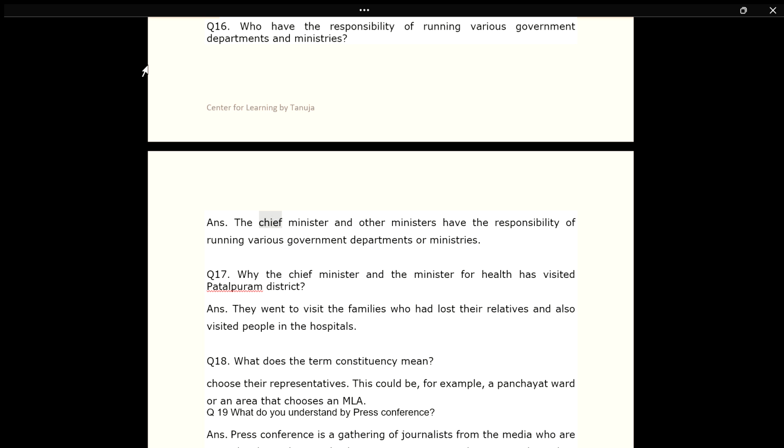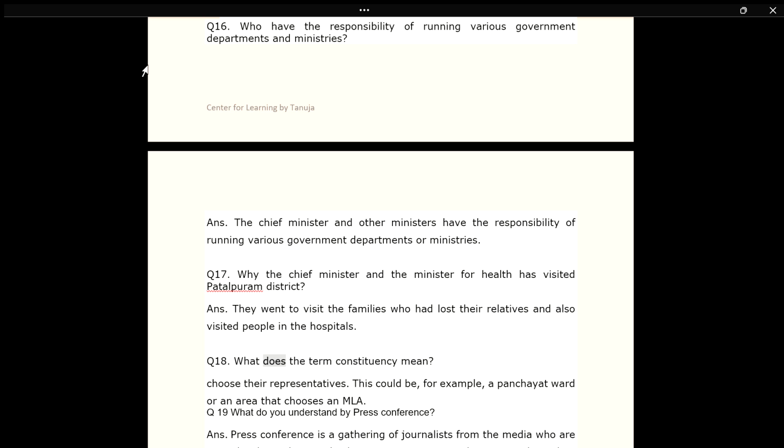Q16. Who have the responsibility of running various government departments and ministries? Ans. The Chief Minister and other ministers have the responsibility of running various government departments or ministries. Q17. Why did the Chief Minister and the Minister for Health visit Patlapuram district? Ans. They went to visit the families who had lost their relatives and also visited people in the hospitals.